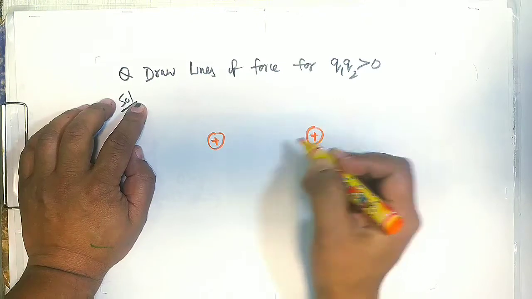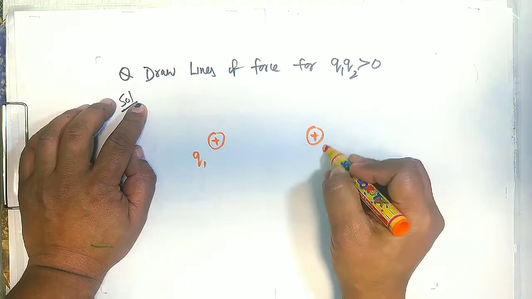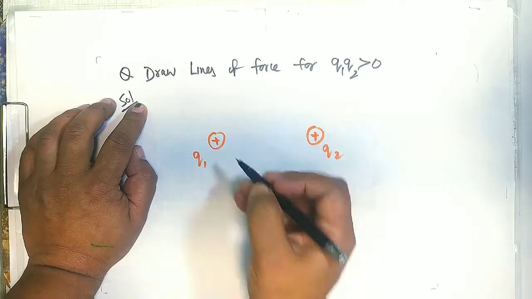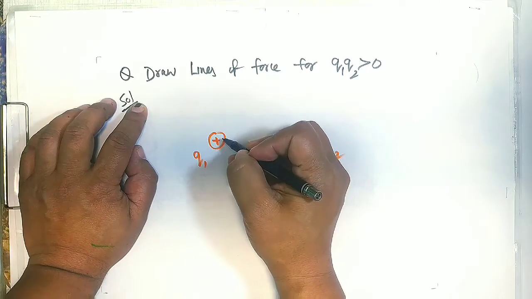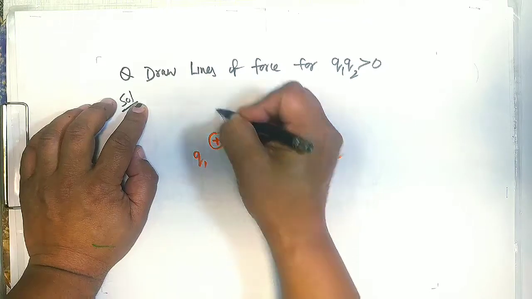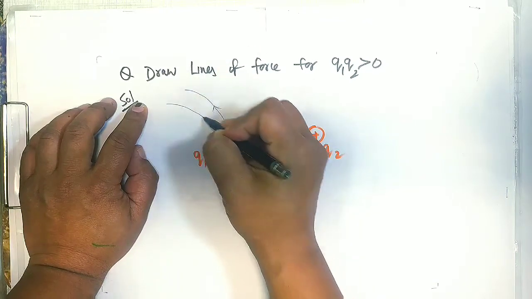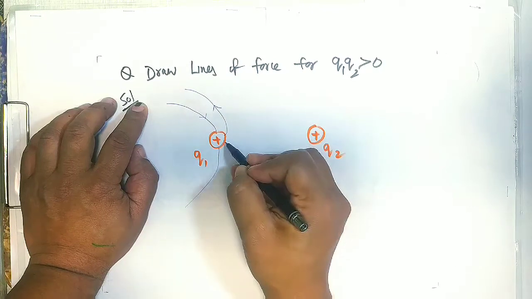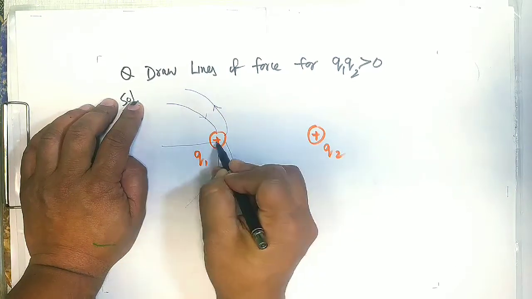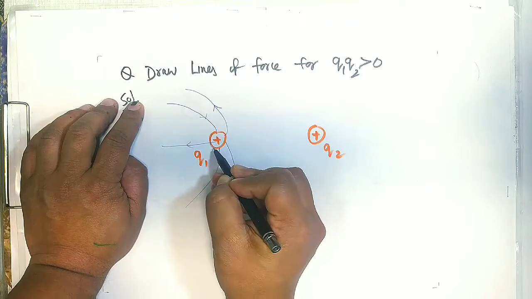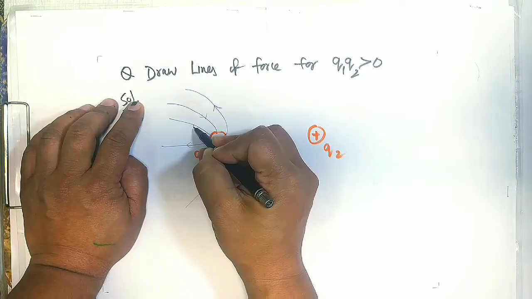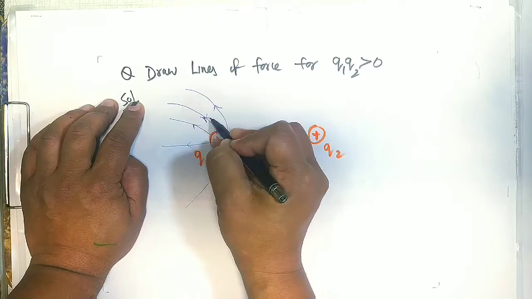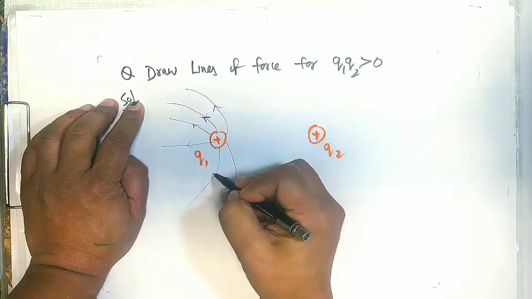Q2, this one. So this is Q1, this is Q2. Now lines of charge, very simple how you are going to draw it, because we know that both charges will repel each other. So the direction will be like this. Direction will be like this. Okay, because they are moving away.